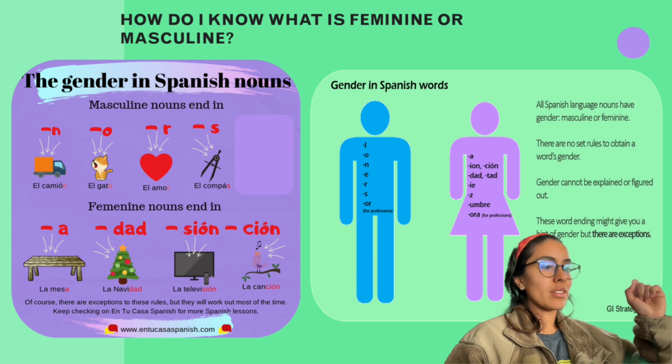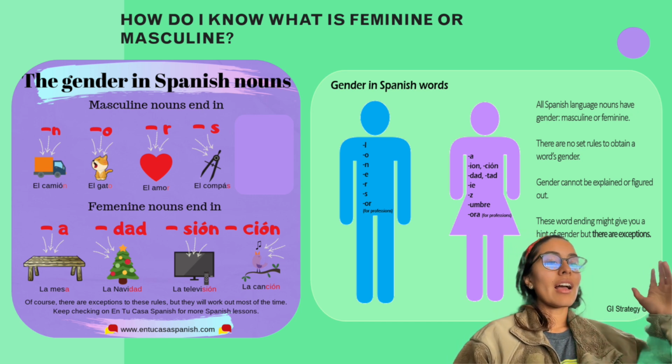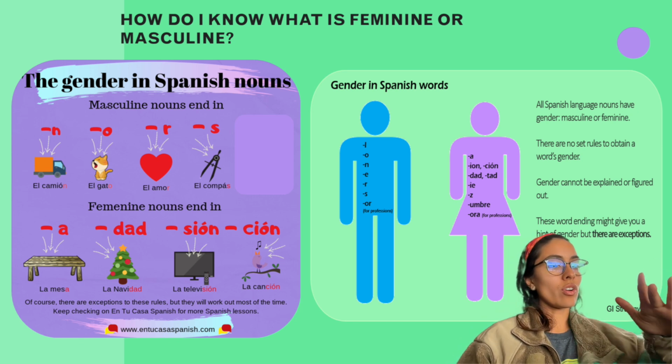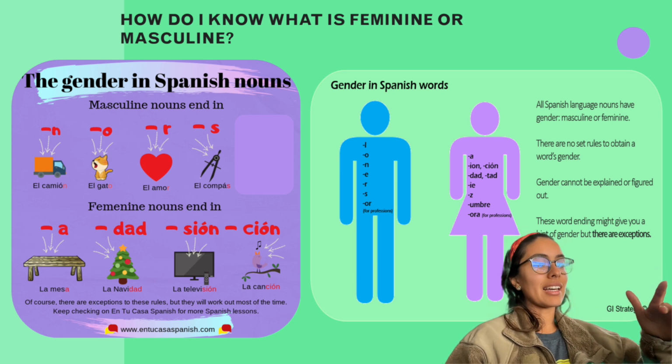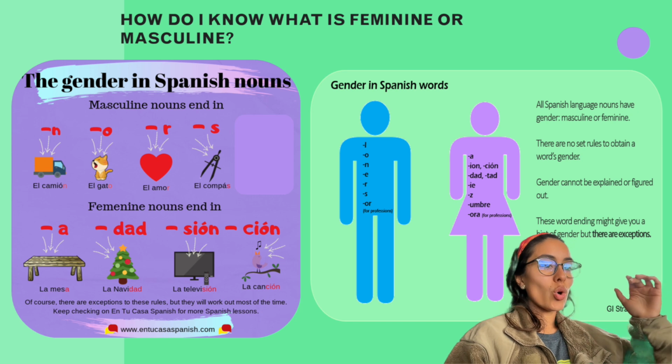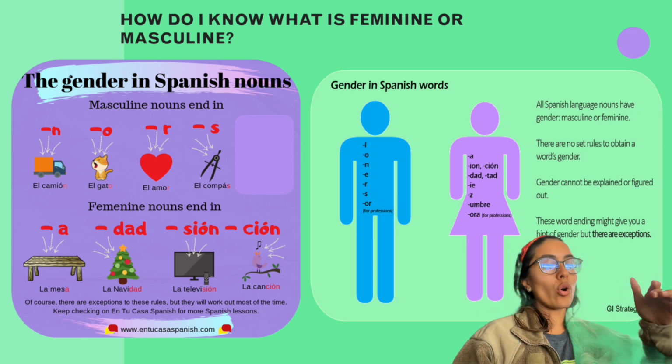So those are for masculine, and then for feminine, I'm just going to say it in Spanish: A, ion, sion, dat, tat, ie, zeta, umbre, hora.